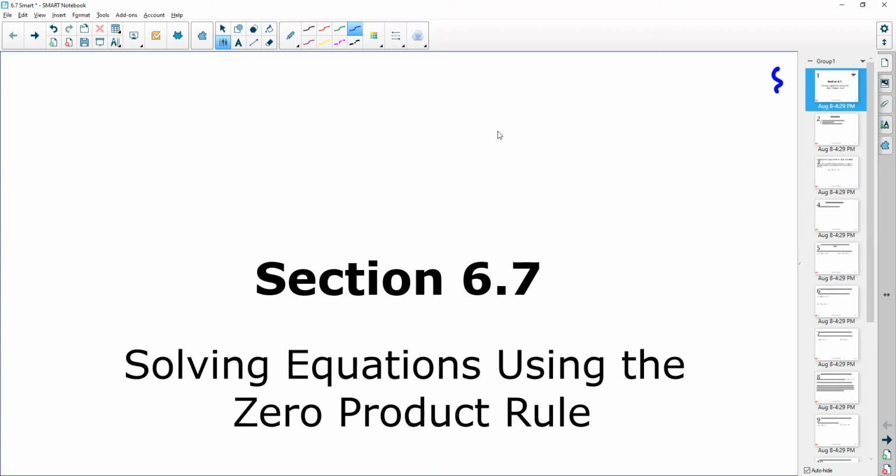This is the last section we do in this course. And from here, the next thing is the final exam. So this is solving equations using the zero product rule.